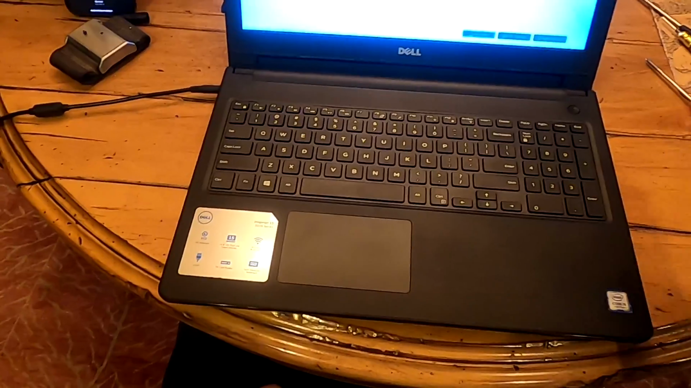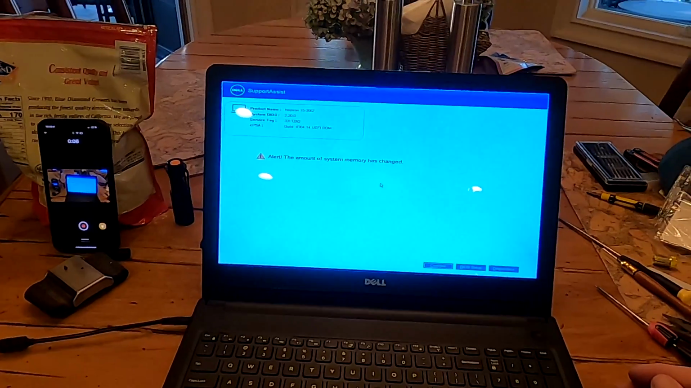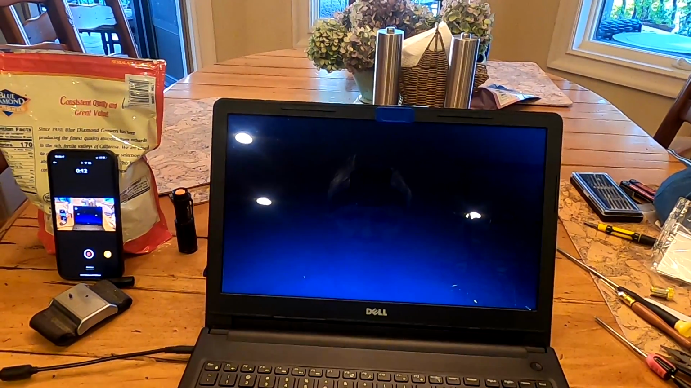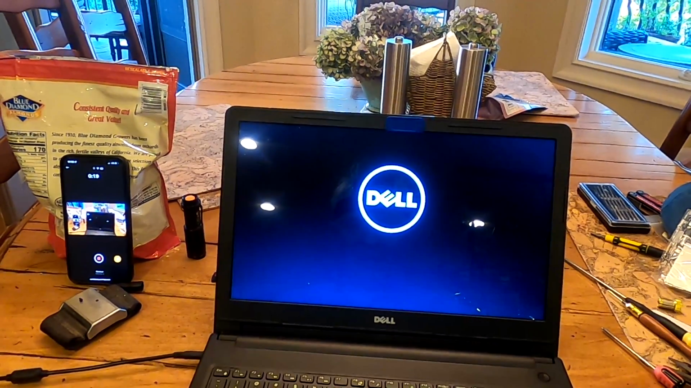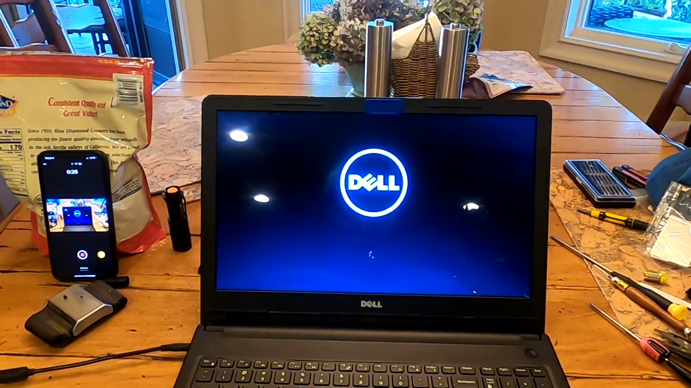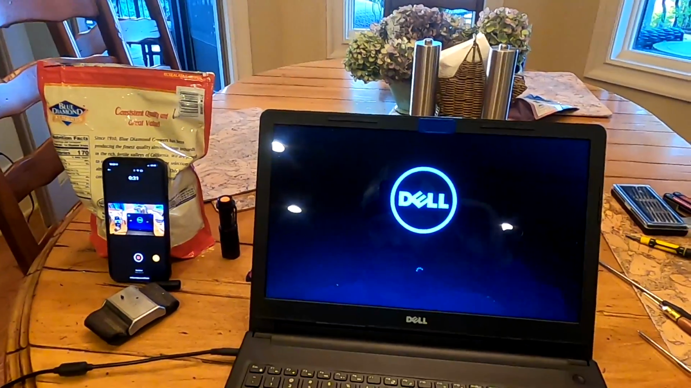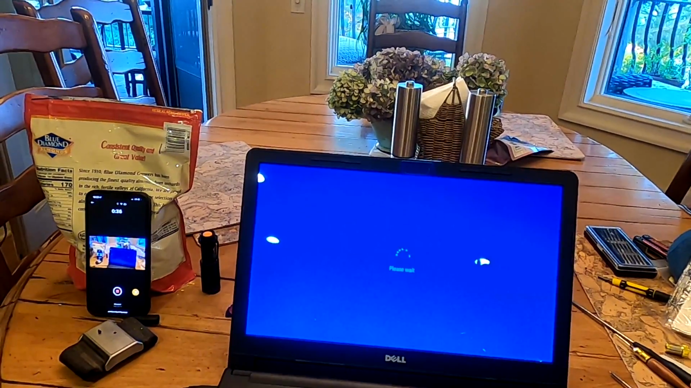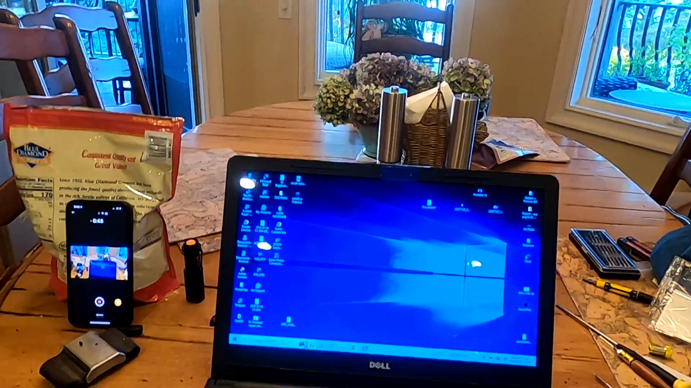Fire it up. So I booted it up. And here's the message: Alert, the amount of system memory has changed. Continue. And there it goes. All right. Well, that's how to increase the RAM in your Dell Inspiron 15 3000 series. And there she blows. Okie doke.